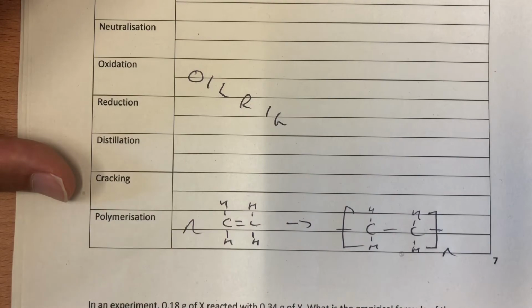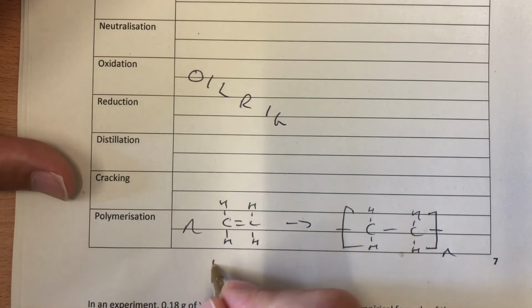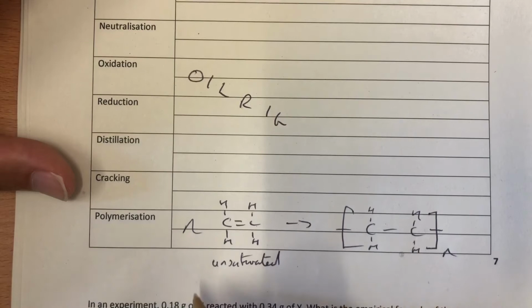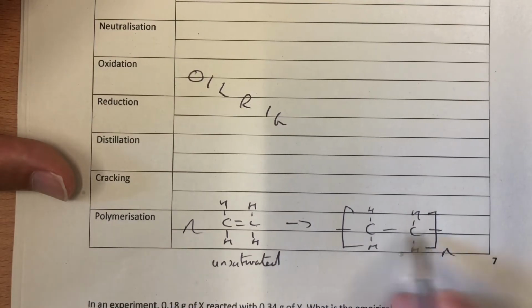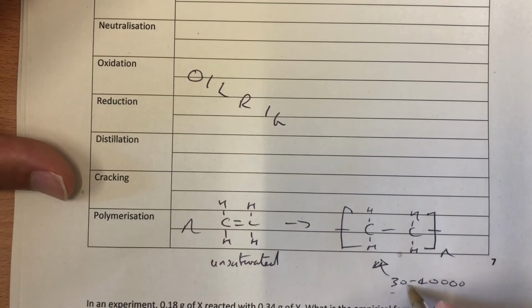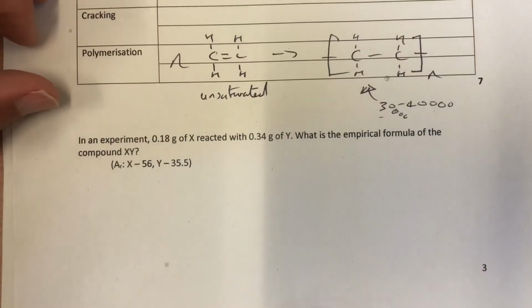So polymerization is the joining up of lots of alkenes, lots of unsaturated molecules, to make one with a very, very long chain. This would have 30 to 40,000 carbons in its chain. And basically that's making plastic. 30,000, I should say, 30,000 to 40,000 carbons in the chain. Okay, so you need to write a sentence about each of those.